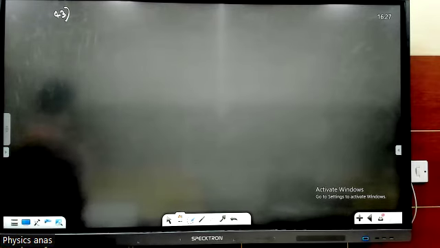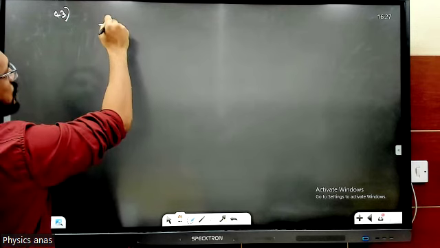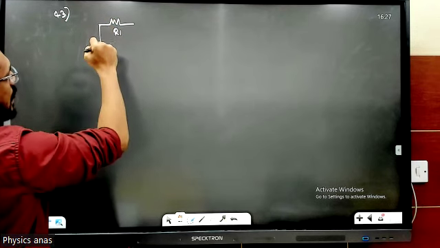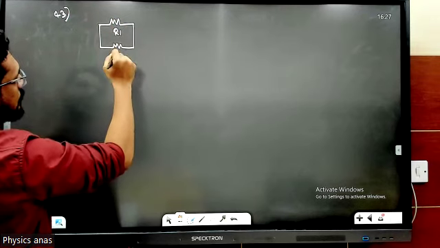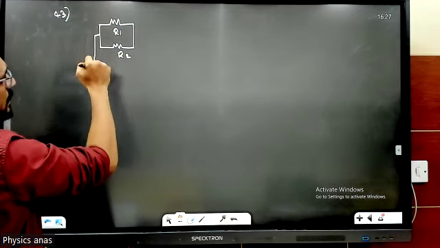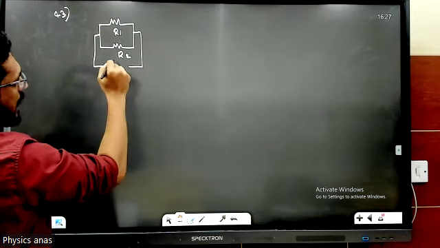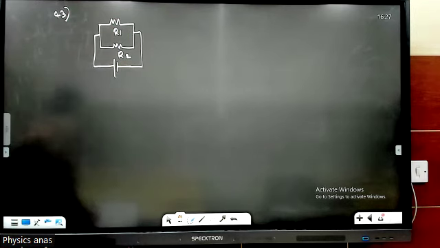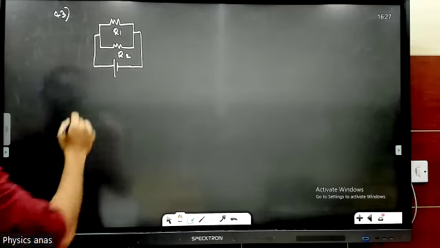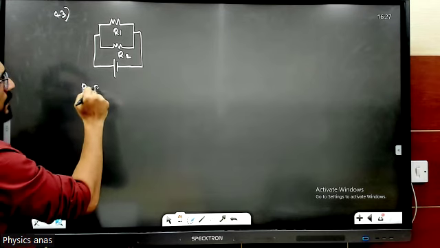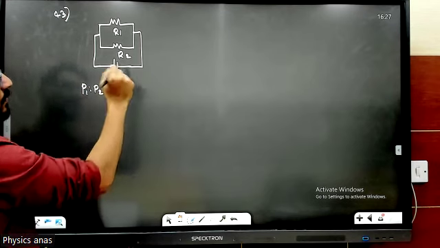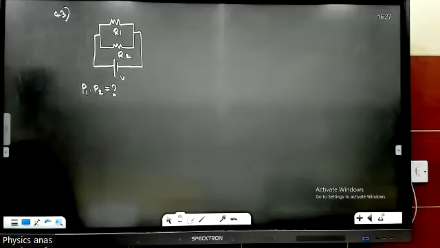Two resistors R1 and R2 of 4 ohm and 6 ohm are connected in parallel across a battery. So you have two resistors R1 and R2, and they are connected in parallel to a battery, and the ratio of power dissipated in them, P1 is to P2, will be what? That is the question. What is P1 is to P2?